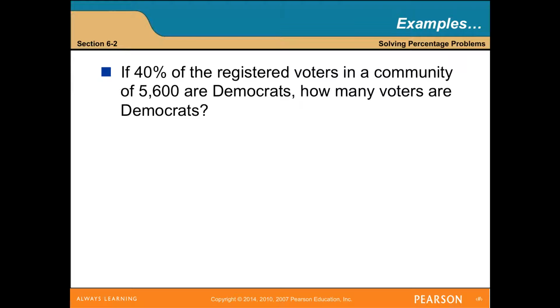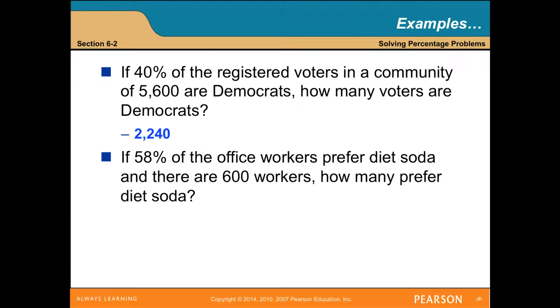If 40% of the registered voters in a community are Democrats, and 5,600 are registered voters, how many voters are Democrats? 2,240. If 58% of the office workers prefer diet soda and there are 600 workers, how many prefer diet soda? So again, you do the same thing: multiply 58% or 0.58 times 600 and you get 348.